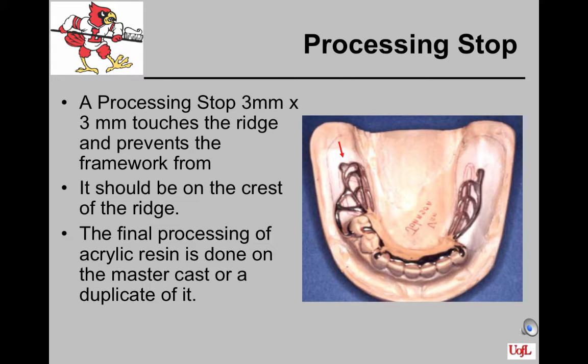A processing stop, 3 millimeters by 3 millimeters, touches the ridge and prevents the framework from depressing when acrylic resin is packed into the area under 3,000 pounds of pressure. See the arrow for its location. It should be on the crest of the ridge and not on the side of the ridge where it could slide downward on pressure. You've created an inclined plane. The final processing of acrylic resin is done on the master cast or a duplicate. It's not done on the refractory cast.